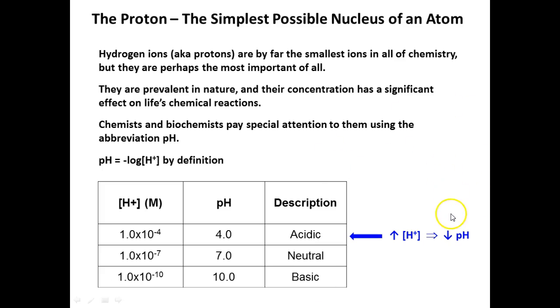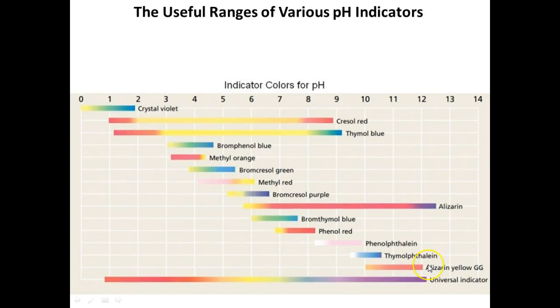So, low pH, high hydrogen ion concentration. High pH, low hydrogen ion concentration. Did I say the other one backwards? I don't know. Let me say it again. High hydrogen ion concentration, low pH, acidic condition. Low hydrogen ion concentration, high pH, basic or alkaline situation.